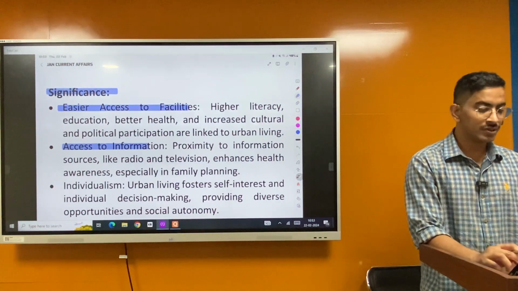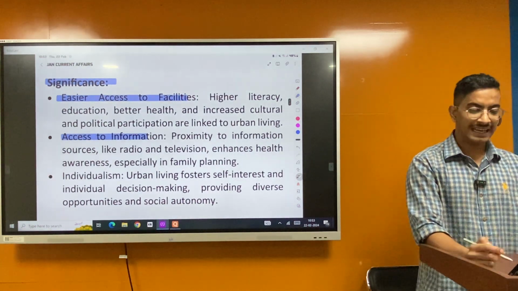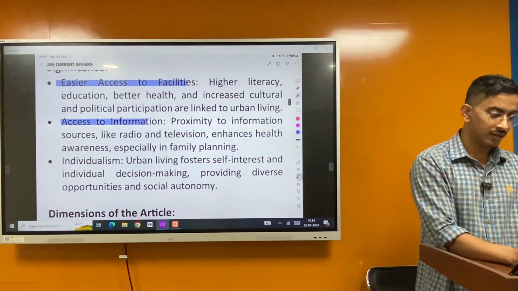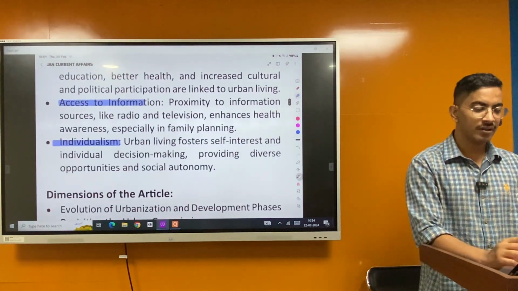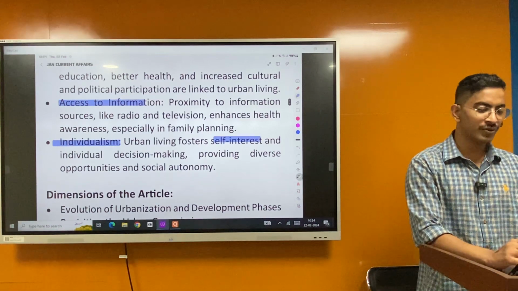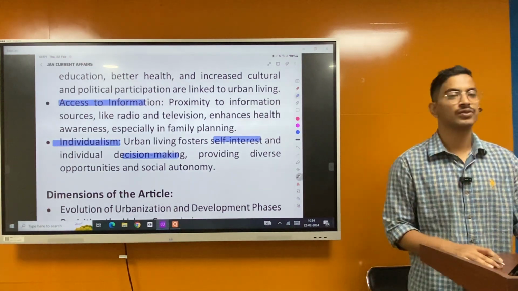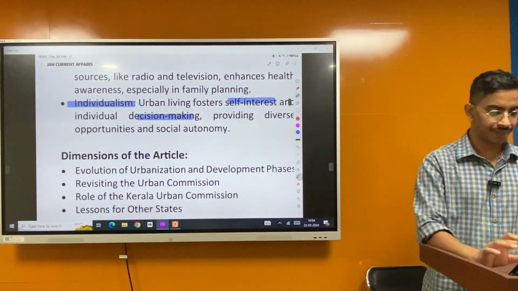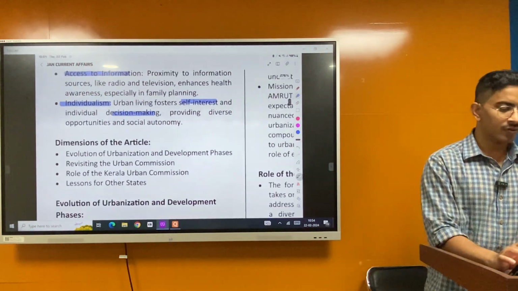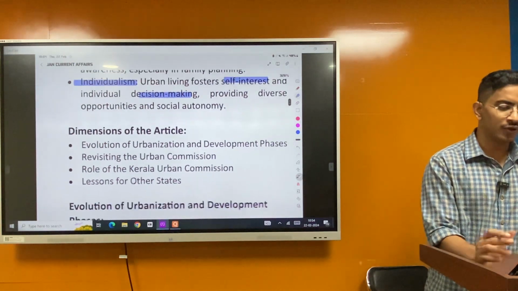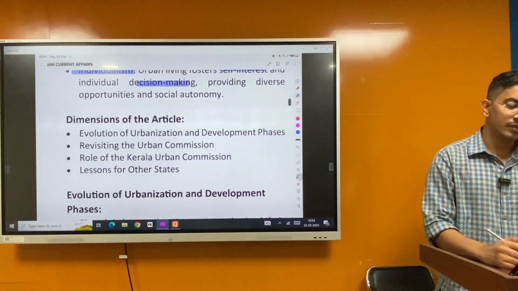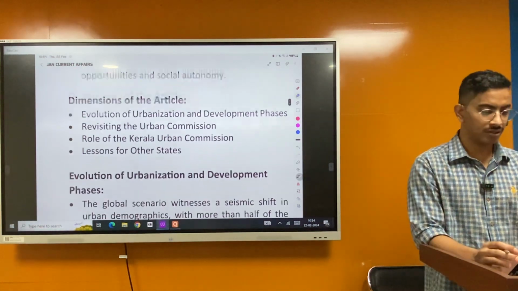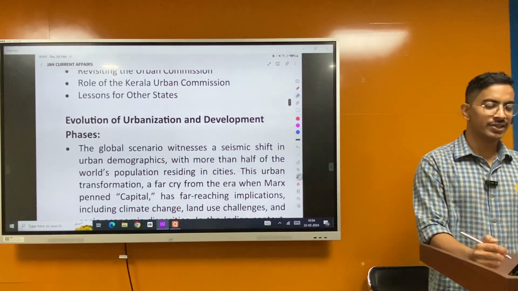Proximity to information sources like radio and television, enhanced health awareness, especially in family planning. Individualism. Urban living fosters self-interest and individual decision making, providing diverse opportunities and social autonomy. So, what are the dimensions of this article? Evolution of urbanization and development phases, revisiting the urban commission, role of Kerala's urban commission, lessons for other states. Evolution of urbanization and development phases.